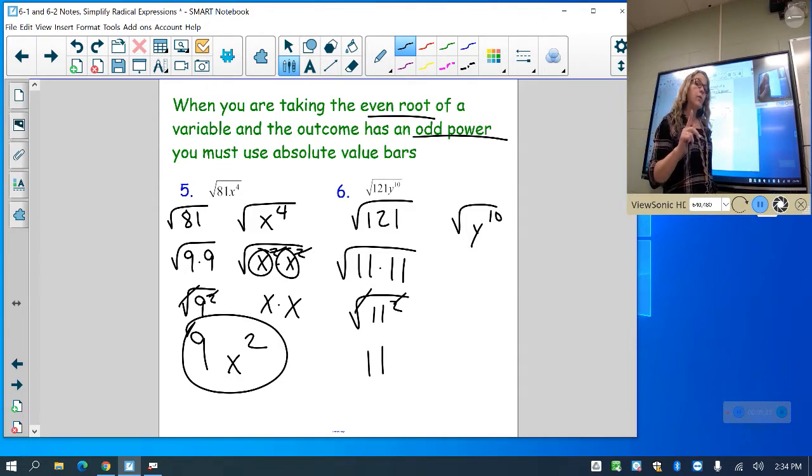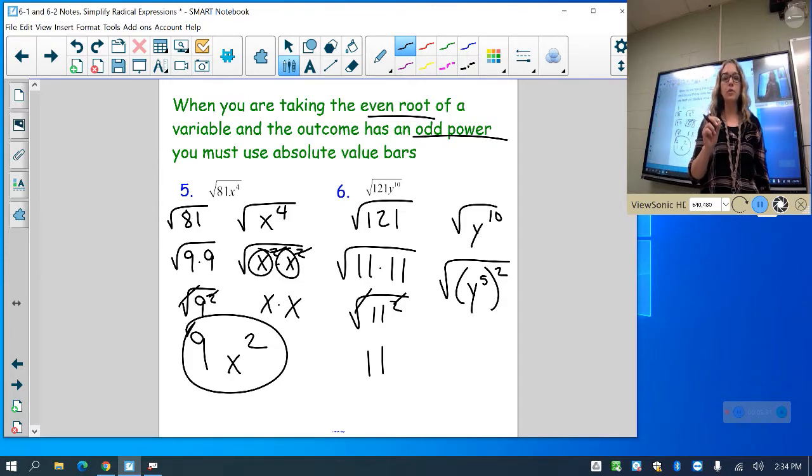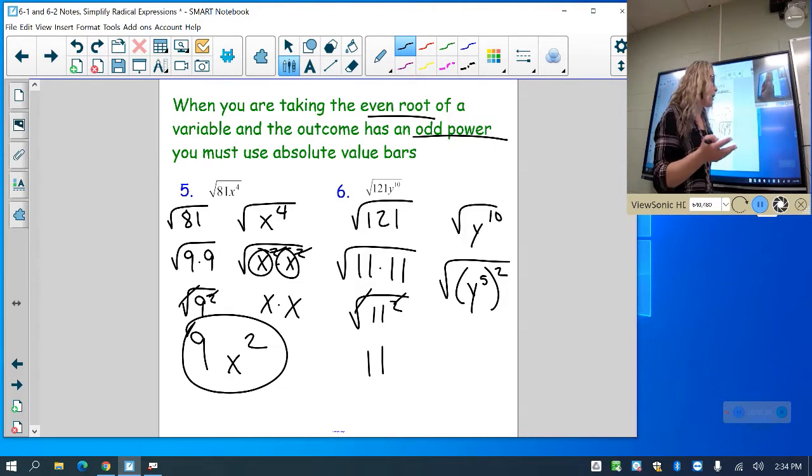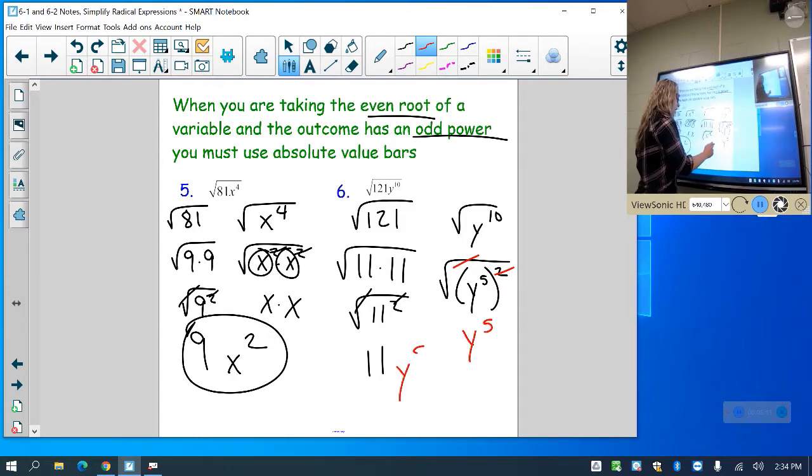Now I'm going to show you another way that you can do this using power properties or exponent properties like we talked about in the previous lesson. You can also put this down as y to the 5th squared, because we know that a power to a power, we are going to multiply those, which would give me to the 10th power. So what happens here is that my outside cancels, and I'm just left with y to the 5th. So I have 11y to the 5th.